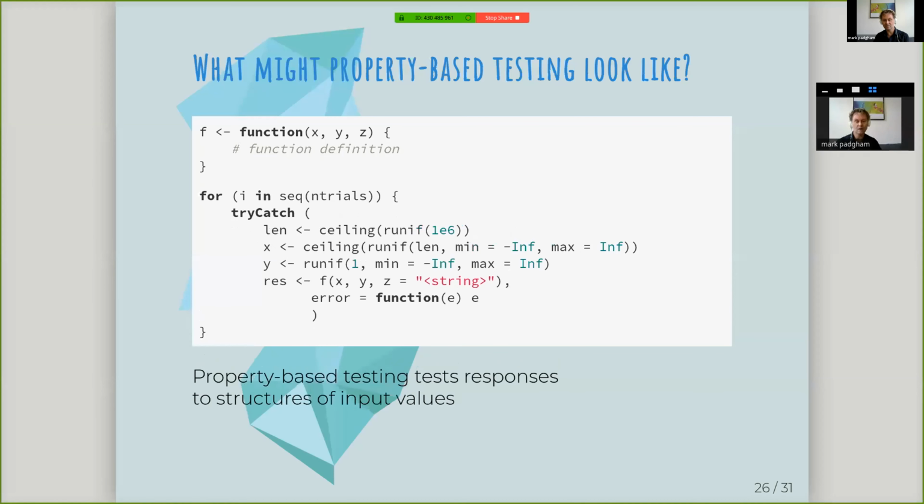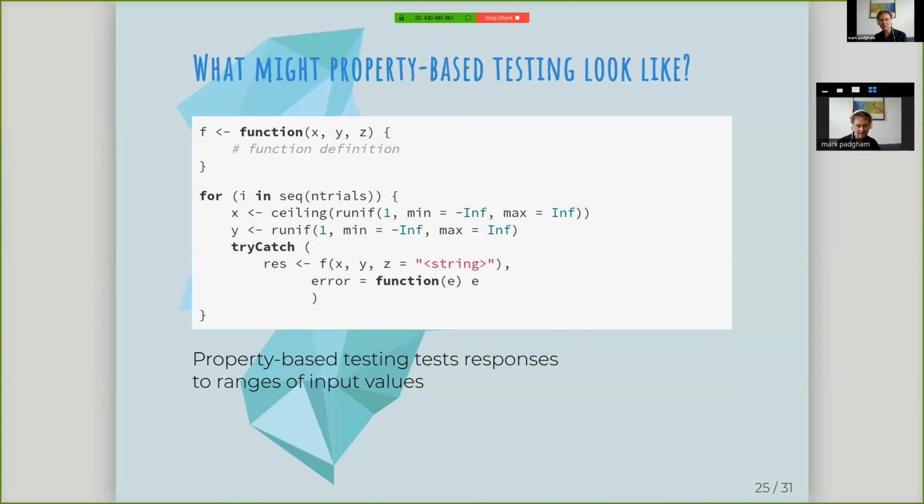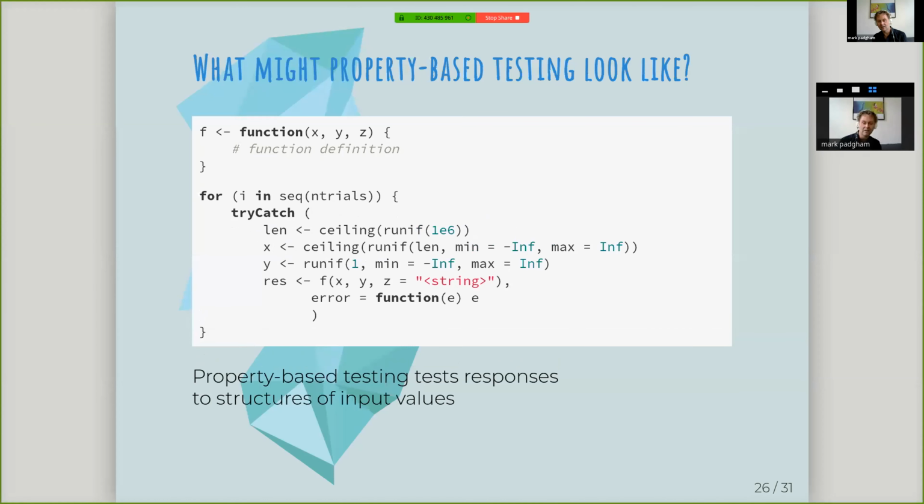Property-based testing can also test responses to structures. The difference between the previous code and this code is that we've now put in this length thing, which say is some random integer up to 1,000,000 or so. And now we are saying X instead of one value is a vector of values up to about 1,000,000 different values. Y is still one single value. And we're throwing that at our function F and seeing what happens. So now we're testing responses to variable structures of input values, not just the actual values themselves, but the structures, the lengths of this vector now differ.